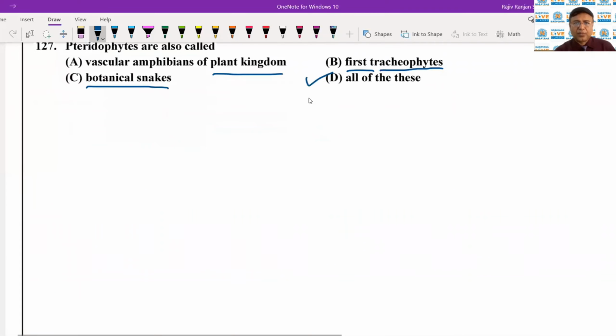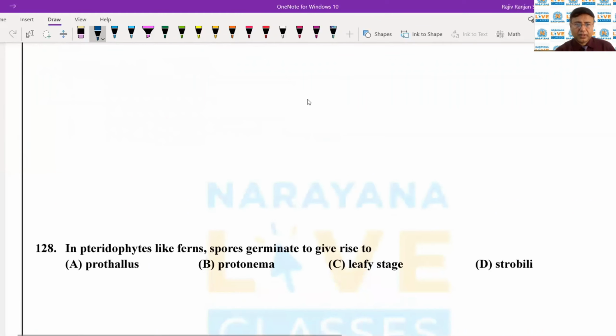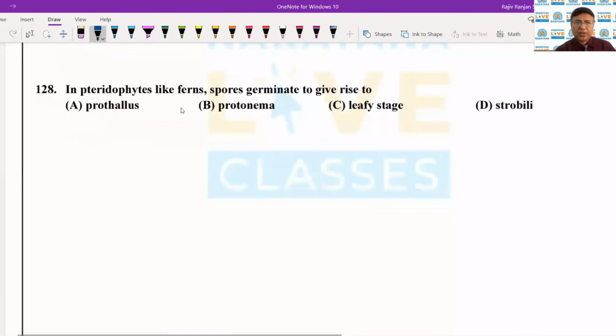So let's now move over to the next question, 128. In this question, the statement is, in pteridophytes like ferns, spores germinate to give rise to prothallus, protonema, leafy stage, strobili. So the correct answer is prothallus.